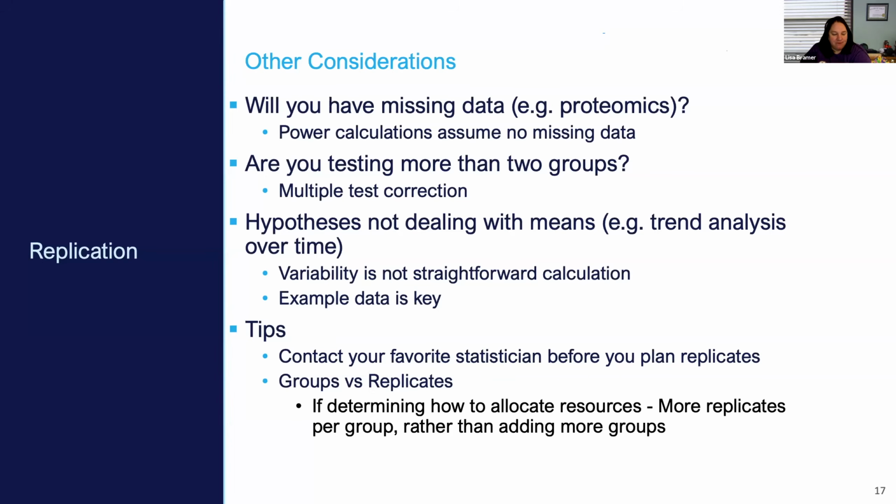And the last tip I will give you is that if you're contemplating, should I add another treatment group or should I add more replicates because you're balancing a budget? In terms of statistical power, the answer is always that you should do more replicates within a group rather than adding another group. All you'll be doing in that case is spreading your statistical power even thinner. With that, I will wrap up and see if there are questions.